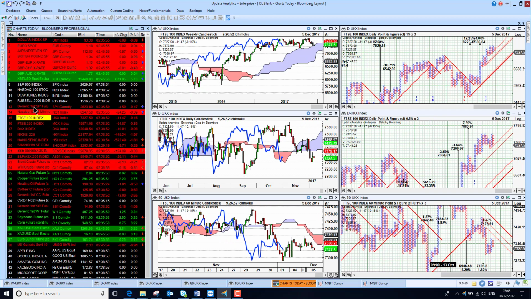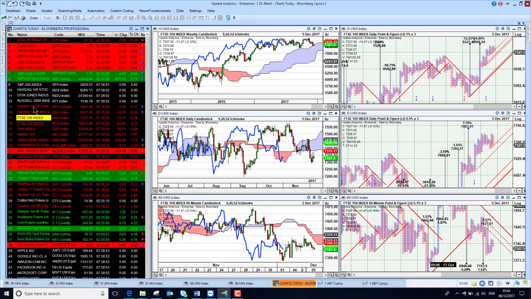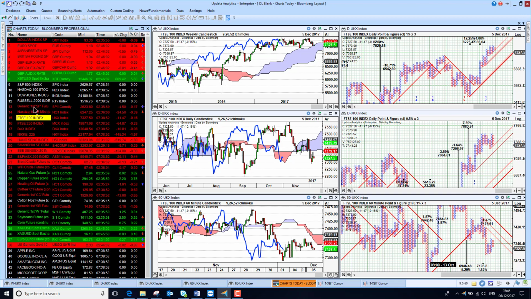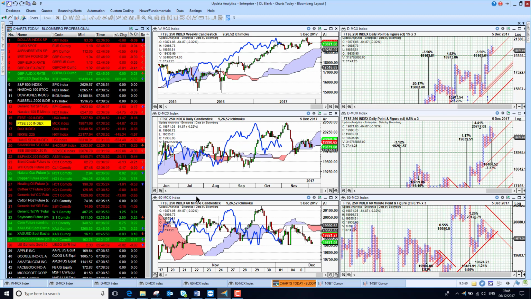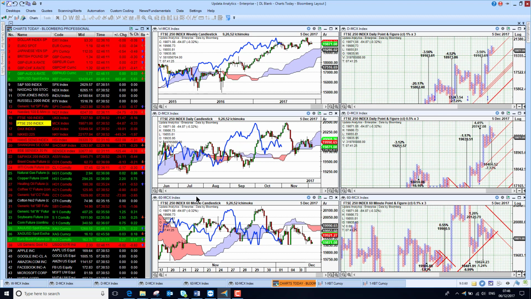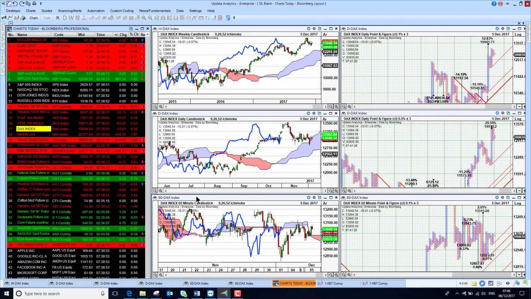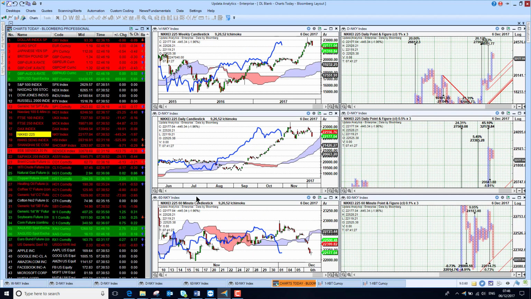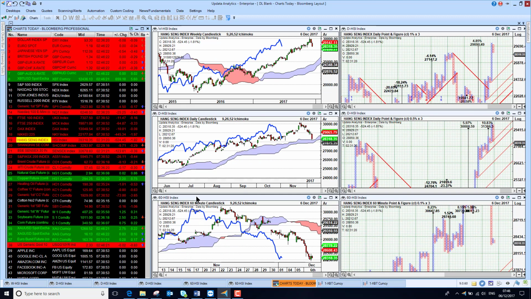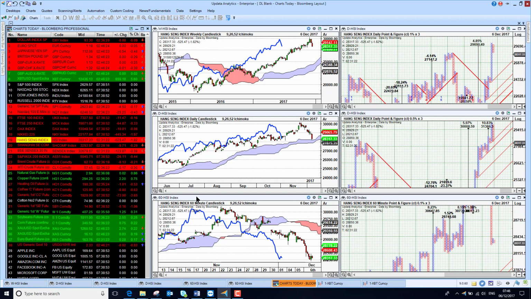FTSE 100 also set to open lower. The futures are down, and we are seeing here we're bearish below the cloud with downside targets of 1.8% and 5.2%. The FTSE 250 also just starting to look bearish below the cloud on the short-term chart. The DAX hitting resistance as well and is down this morning, and the futures market as well. Nikkei falling below the cloud, so that's bearish. Hang Seng below the cloud, well and truly that's bearish on the short term.